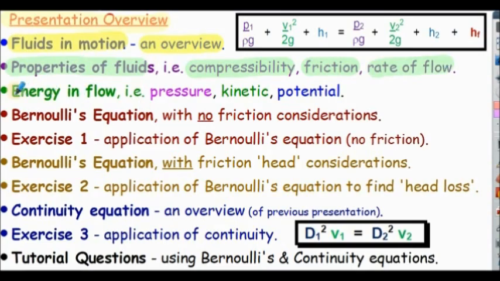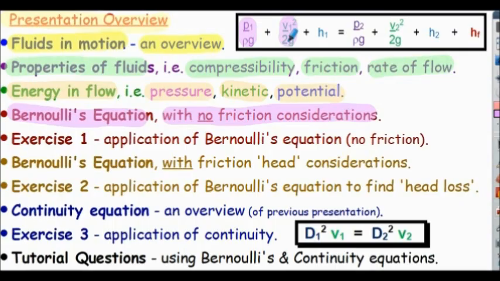Then we consider energy in fluid flow: pressure energy, kinetic energy, potential energy. Then Bernoulli's equation, firstly with no friction considerations. The Bernoulli's equation shown above, where we have pressure energy, kinetic energy, potential energy, inlet and outlet. Then exercise 1 is an application of Bernoulli's equation with no friction consideration.